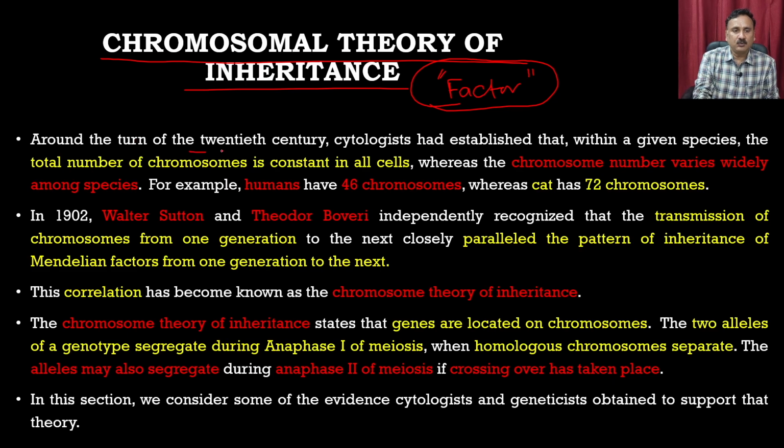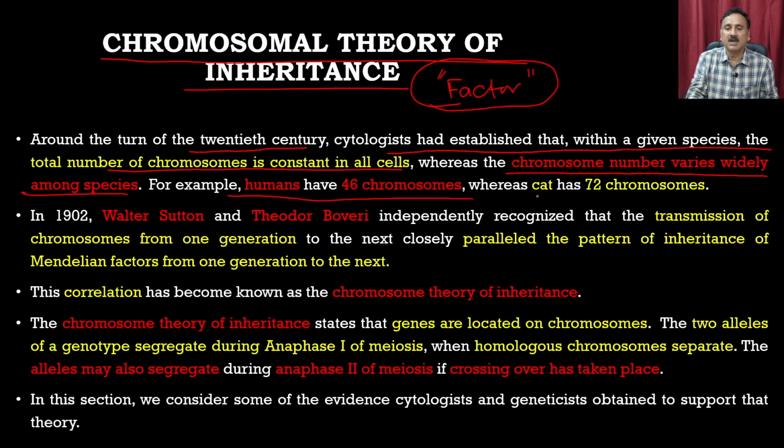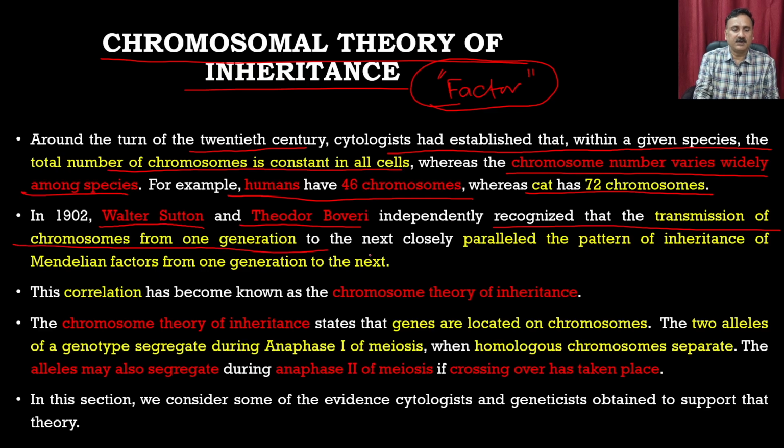Around the turn of the 20th century, cytologists had established that within a given species, the total number of chromosomes is constant, whereas the chromosome number varies widely among species. For example, humans have 46 chromosomes, whereas cats have 72 chromosomes. So in 1902, Walter and Theodor independently recognized that the transmission of chromosomes from one generation to the next closely paralleled the pattern of inheritance of the Mendelian factors from one generation to the next.